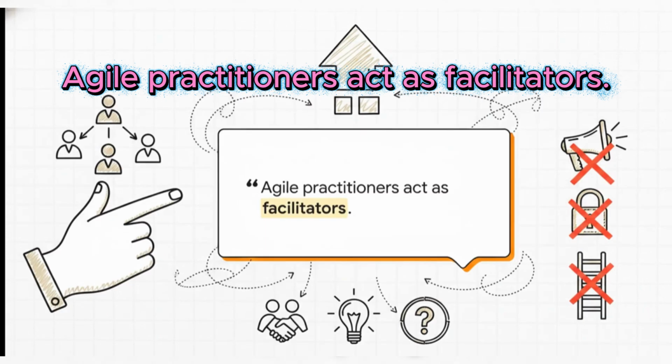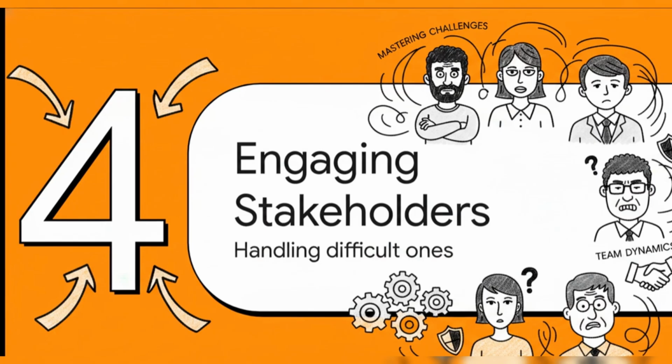So the absolutely crucial point here is this: Agile practitioners act as facilitators. Whenever you see an exam question asking how to handle a team problem, immediately eliminate the answers where you are commanding, controlling, or escalating. Look for the answer where you are an enabler, a coach, and a facilitator of team success. Zooming out for our final theme, Part 4, Engaging Difficult Stakeholders.